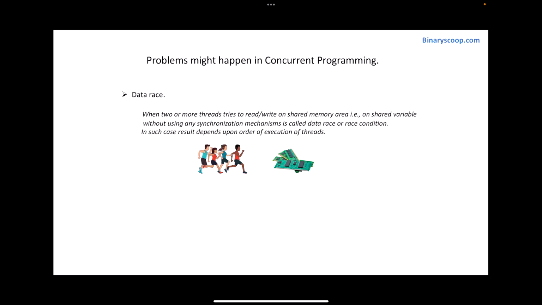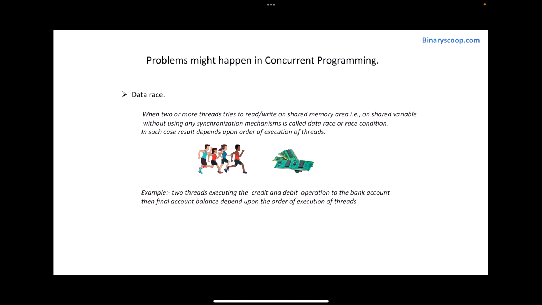Now let us understand it with the help of a real world example. For example, we have two operations, credit and debit, in a banking system, and these are executing in different threads without any synchronization mechanism between these two threads. Then the final account balance depends upon the order of execution of these threads. This is the theory definition of data race.